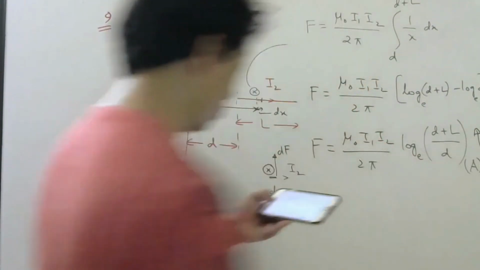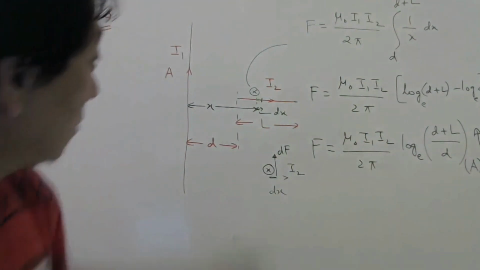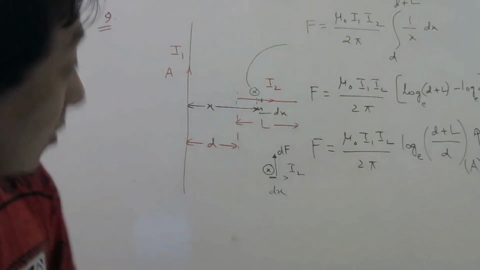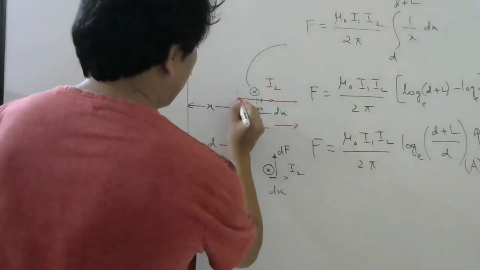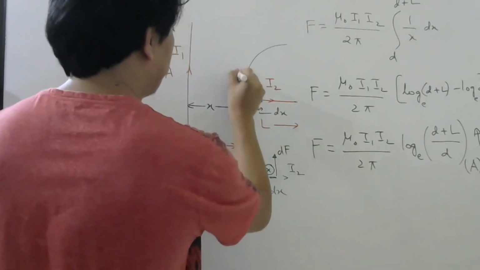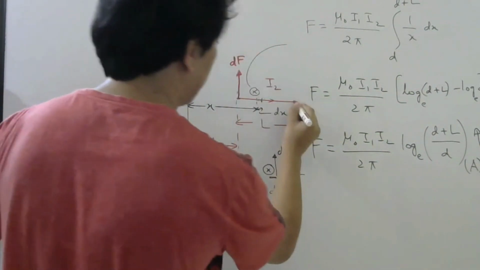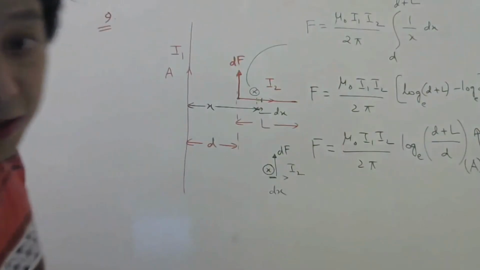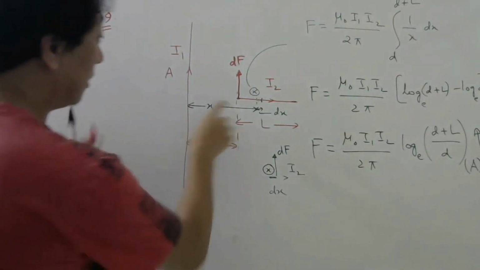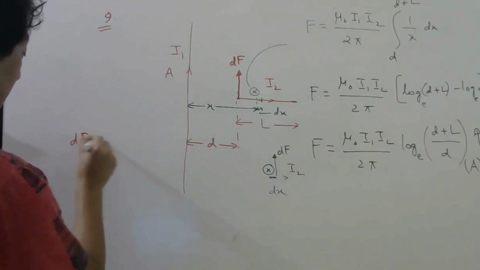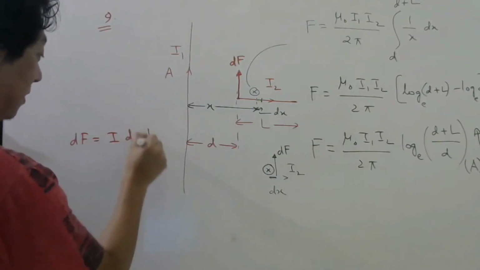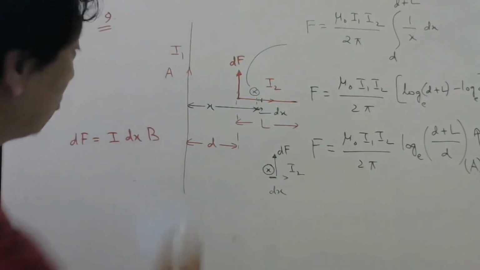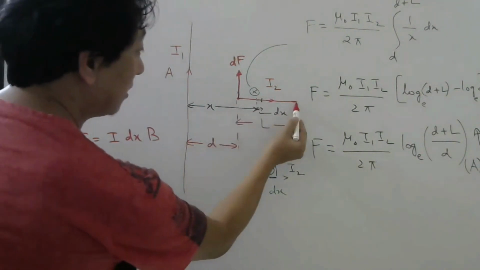Force is upward. What about torque? Will this wire feel a torque? Think carefully. This part, I told, will feel a force dF. This part will also feel a force dF. But dF, what did I write? dF equals I dx B. Yes or no?